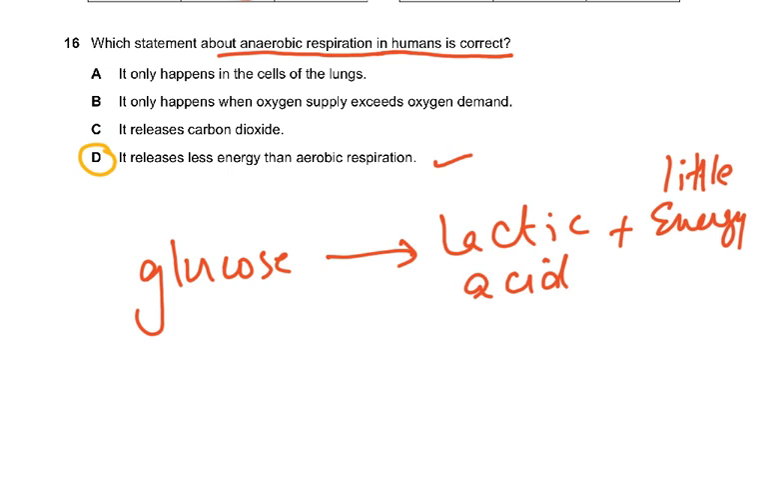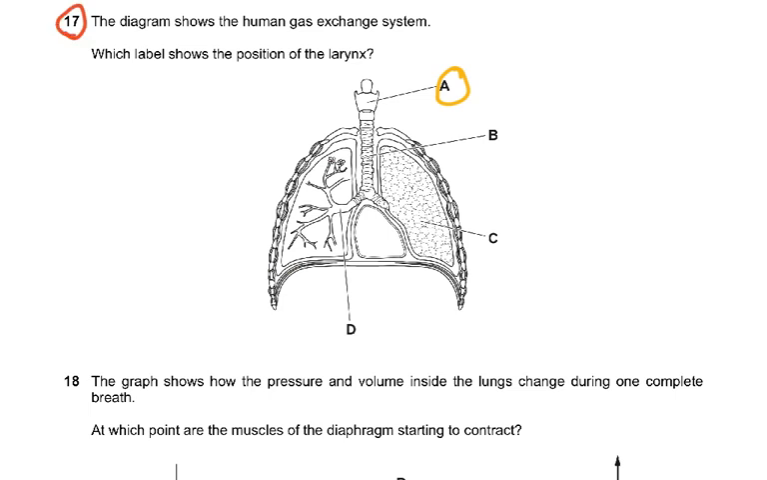So this is what we had to understand about anaerobic respiration. Question 17, the diagram shows the human gas exchange system. Which label shows the position of the larynx? So you have to say it was A, B is the trachea, C is the alveoli, and D is the right bronchus.